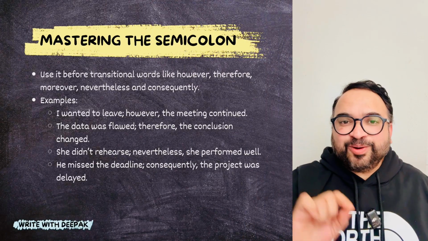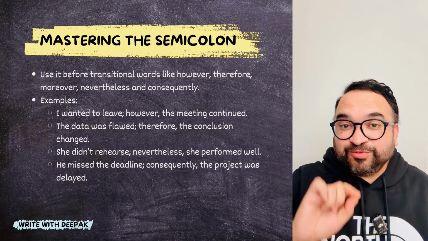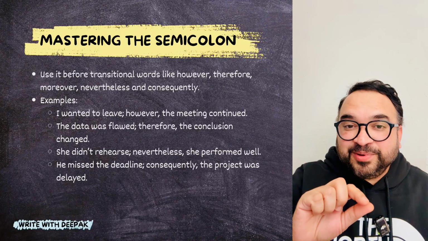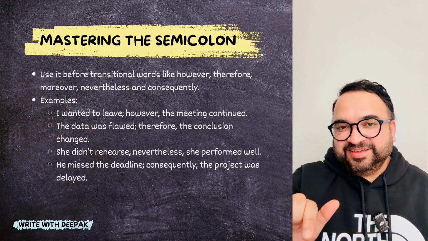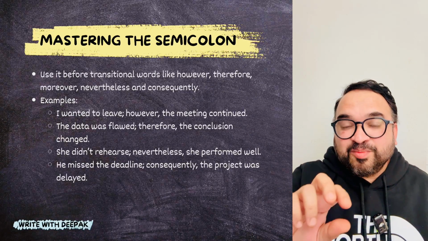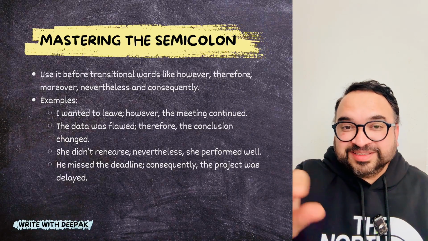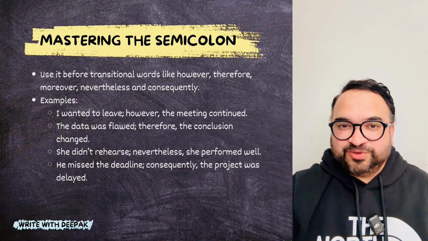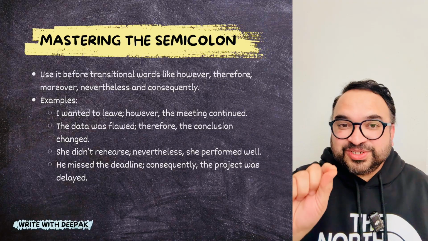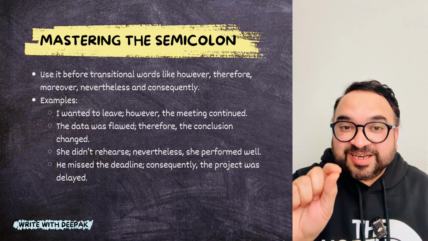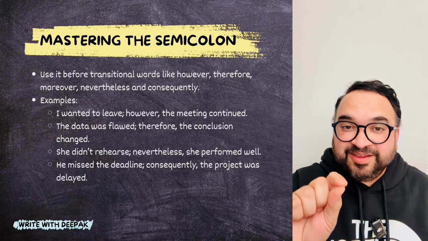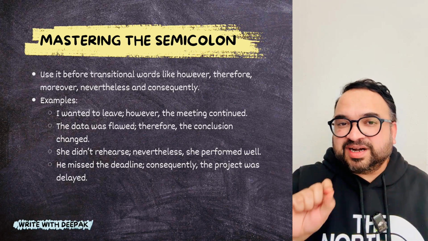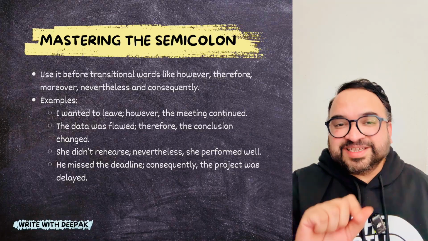Now let us look at how to use a semicolon with transitional words. What are transitional words? Transitional words are words that help you establish continuity in sentences. Therefore, moreover, subsequently, consequently, and also, however, these are called transitional words. So, how do you use them? Transitional words should be immediately preceded by the semicolon. That means you put the semicolon just before the transitional words. Let us look at some examples.